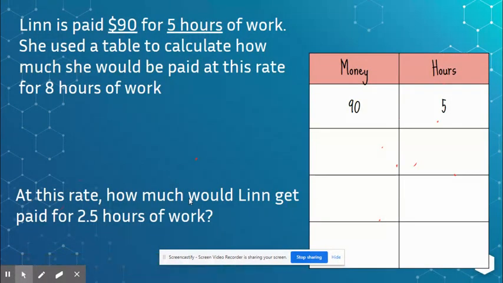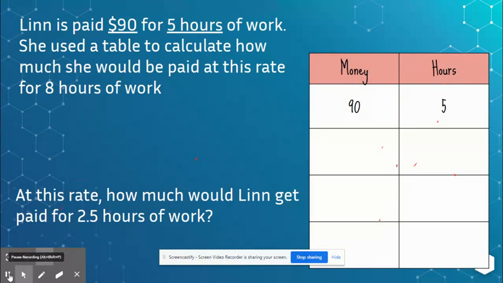Now we're going to practice with another one. Lynn is paid $90 for 5 hours of work. She used a table to calculate how much she would be paid at this rate for 8 hours of work. So at this rate, how much would Lynn get paid for 2 and 5 tenths hours of work? On this one, it is easiest if you try to find the unit for 1. It's going to make the problem easier.